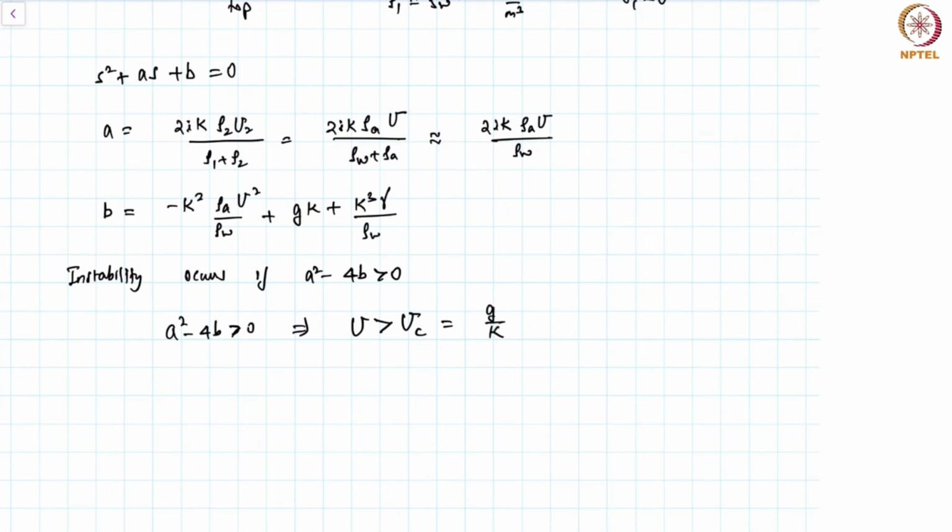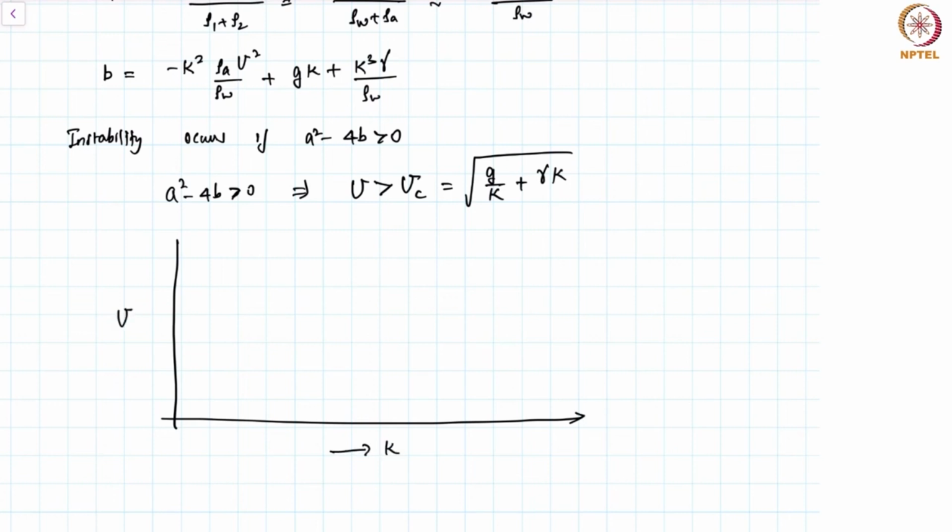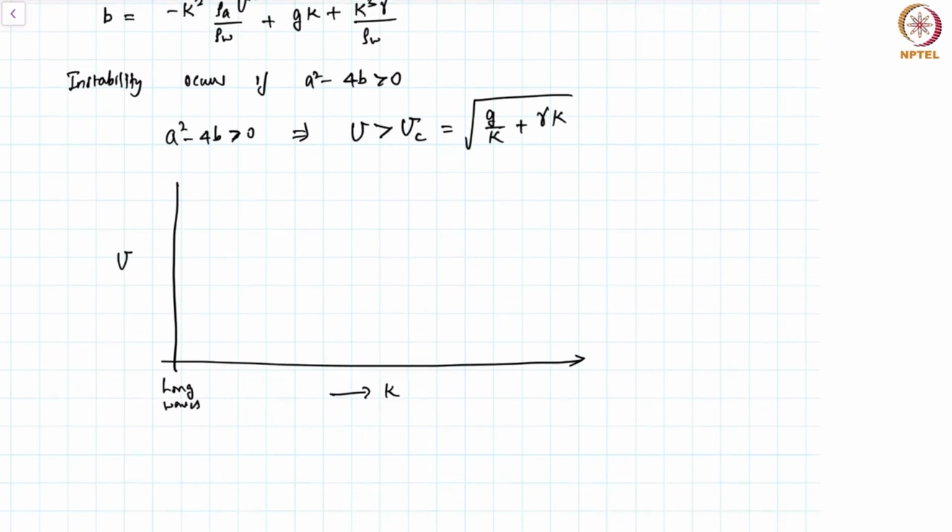This critical value will be something like g by k plus sigma times k, or gamma times k. I would like you to work out this expression yourself. And the idea is the following: we want to find out this velocity of the wind versus k. If your wave numbers are very, very small, which means you have long waves, then in such cases gravity would dominate, and if you have very short waves, then surface tension would dominate.